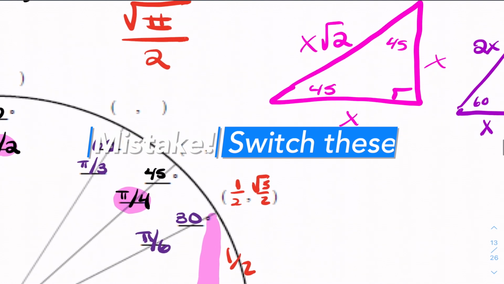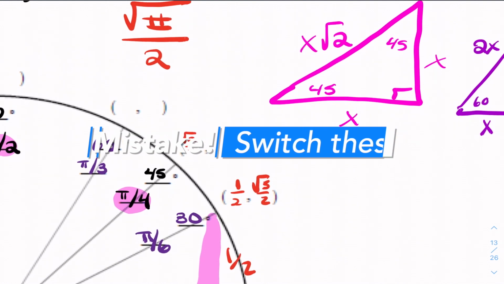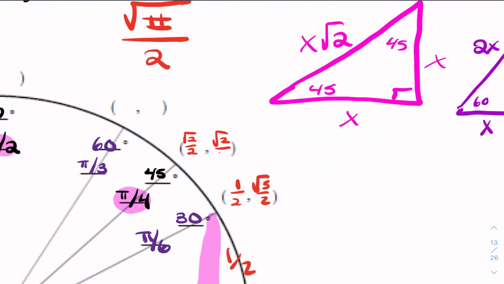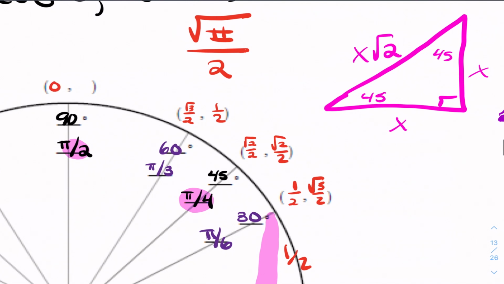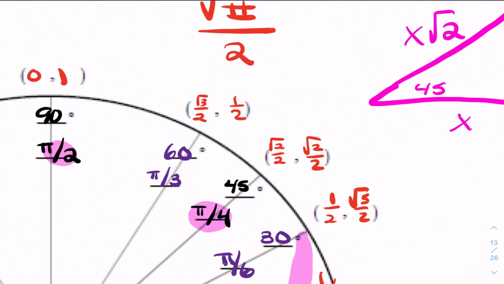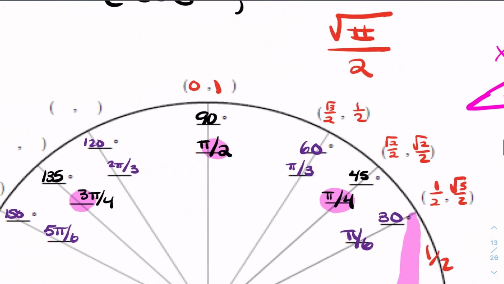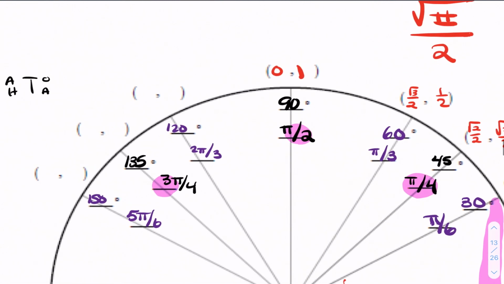I contend that if you know the first quadrant, you get everything else for free. All you have to do is be able to change signs. So the angles at pi over 3 or 60, the ordered pair would be root 3 over 2, comma 1/2. At 90, it's 0, comma 1. And now we are just going to change the values. Because if you remember this, everything is positive in the first quadrant.